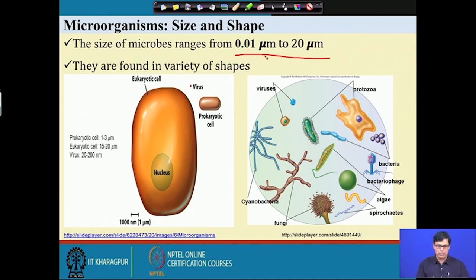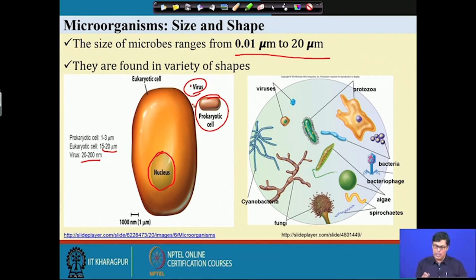Now, let us give you some kind of pictorial view of these microorganisms. Now, this is called eukaryotic cells. I told you the size of the eukaryotic cell is much higher, 15 to 20 microns. Virus is a smaller, very tiny particle, 20 to 200 nanometers. And prokaryotic cells, the bacteria, usually vary from 1 to 3 microns. The speciality of eukaryotic cells is that they have a defined nucleus, while prokaryotic cells don't have a nucleus. And this is how the virus looks, and this is how the prokaryotic cells look.